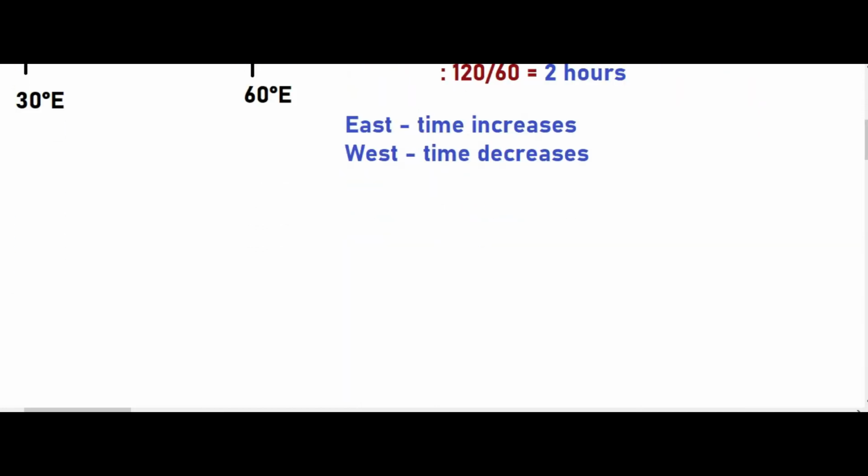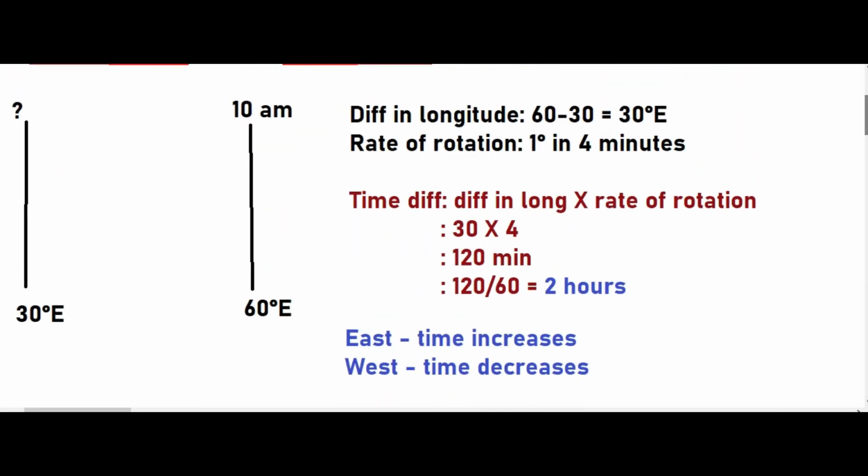The time at 60 degree east longitude is 10 am, which is given in the question, and the time difference that we calculated was 2 hours. So we have to reduce 2 hours from 10 am. So the time will be 8 am. Alright. So we got the answer here. The time of 30 degree east longitude will be 8 am. So this is how we calculate the time of one longitude when we get the time of another longitude.